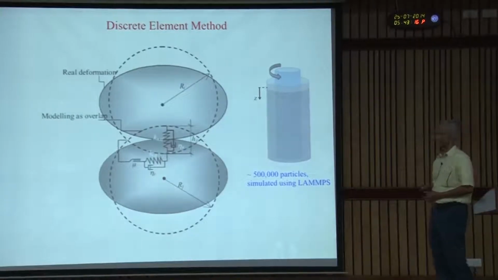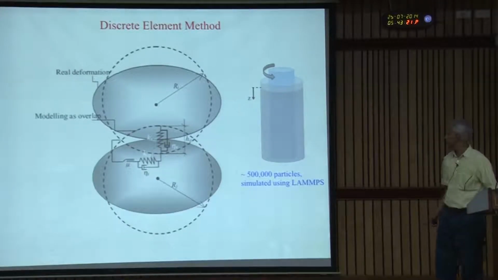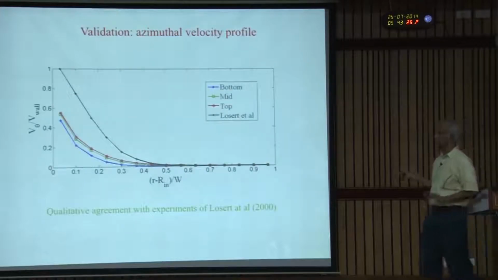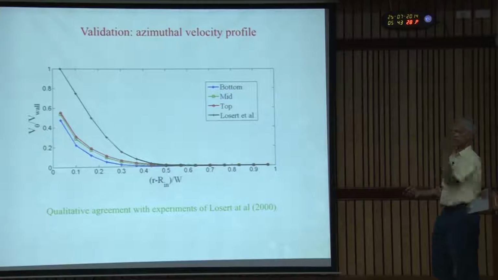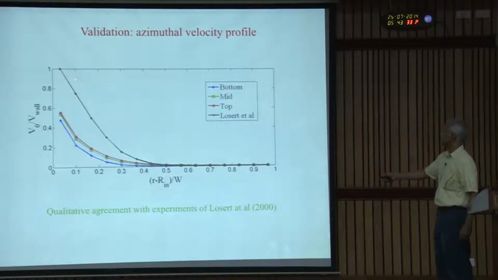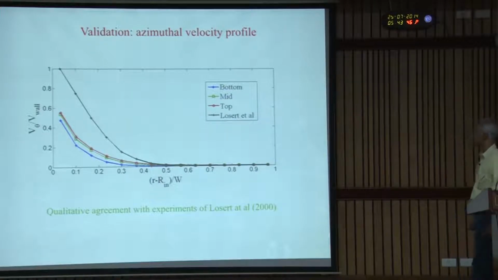Steel shots or something like that. Okay, now, basic validation. First, what is the azimuthal velocity profile? The black dots that you see here are experimental observations of Wolfgang Losert and co-workers, and these are what you get from the simulations.